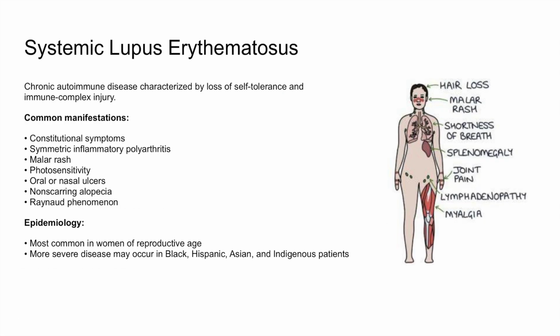Systemic lupus erythematosus is a chronic autoimmune disease caused by loss of self-tolerance and immune complex-mediated injury. Common manifestations include constitutional symptoms, a symmetric inflammatory polyarthritis, photosensitivity, a malar rash, painless oral or nasal ulcers, non-scarring alopecia, and Raynaud's phenomenon. Systemic lupus erythematosus most commonly affects women of reproductive age. More severe disease is observed in several racial and ethnic populations through a complex combination of genetic, environmental, socioeconomic, and healthcare factors. Because lupus can affect nearly any organ, the clinical presentation can vary widely between patients.